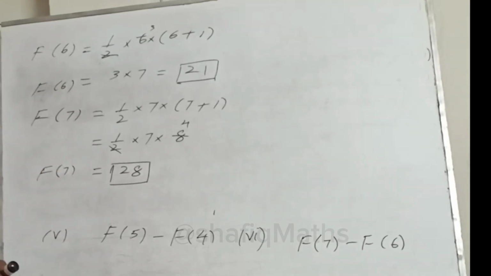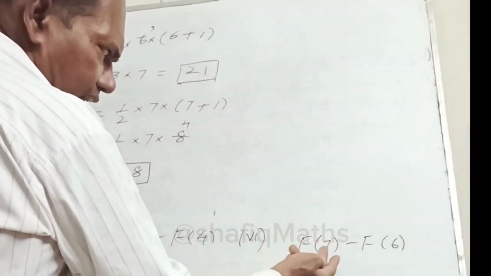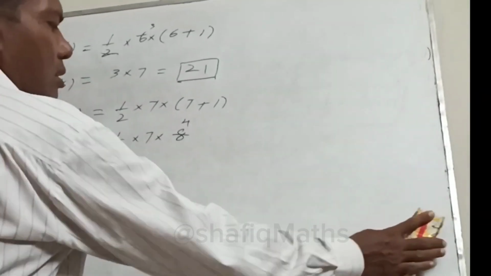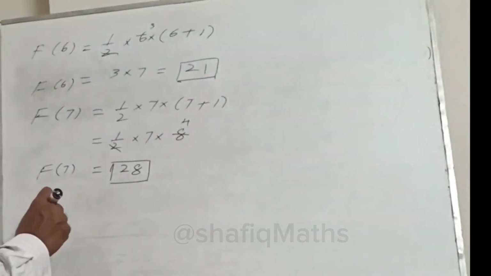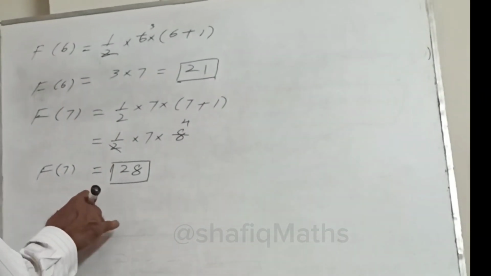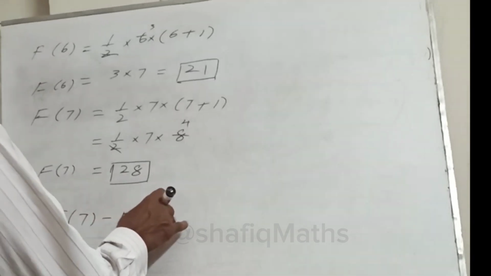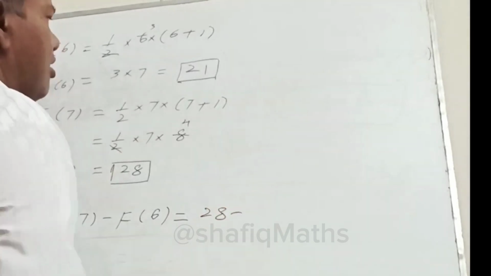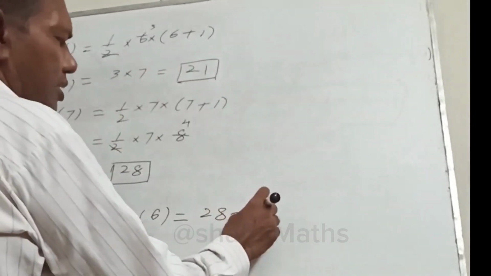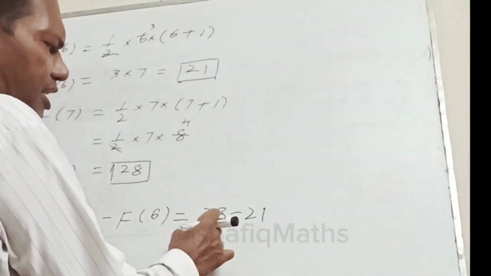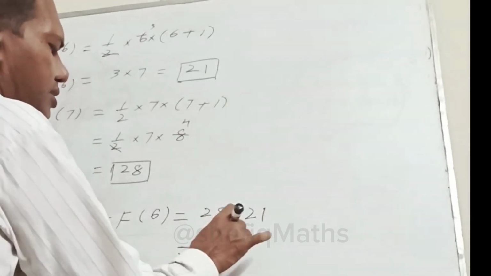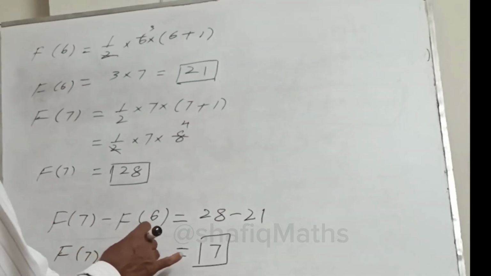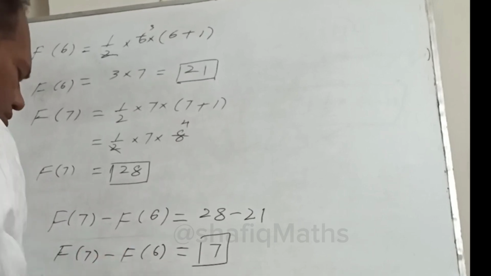Now we are substituting the value of f7 and f6 in this equation. f7 minus f6 equals, the value of f7 is 28, the value of f6 is 21. 28 minus 21, that is 7. This is the answer of our sixth part of the question.